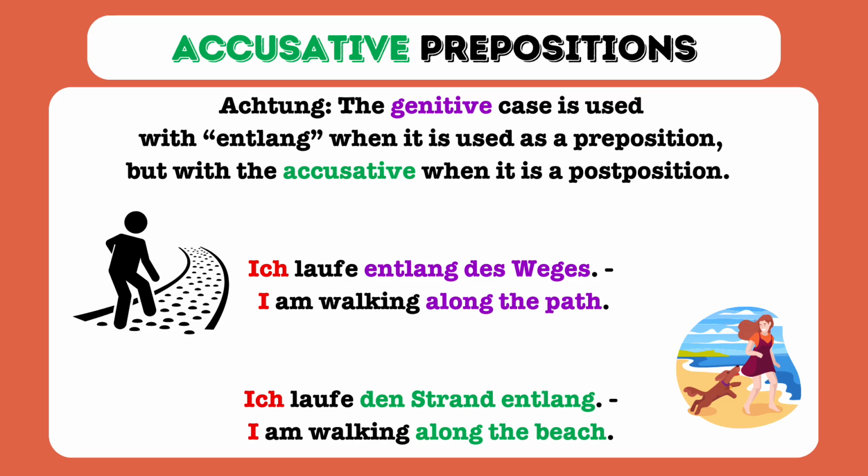If you are using it behind the noun, we go back to the accusative case. Ich laufe den Strand entlang. I am walking along the beach.